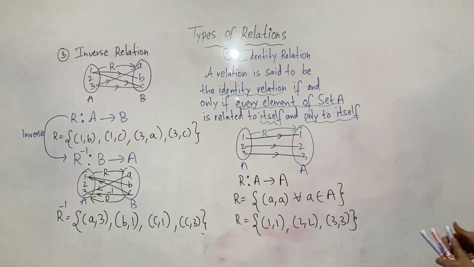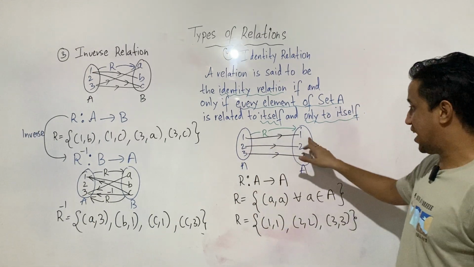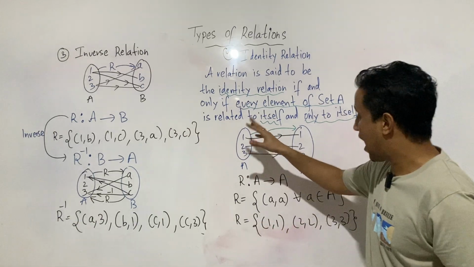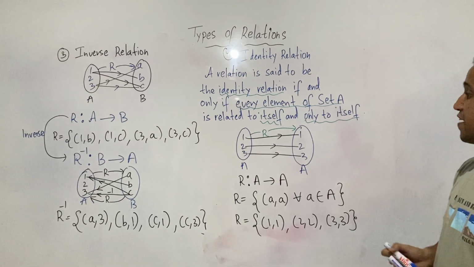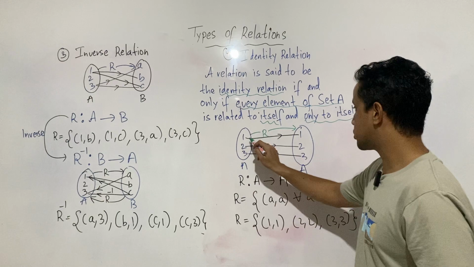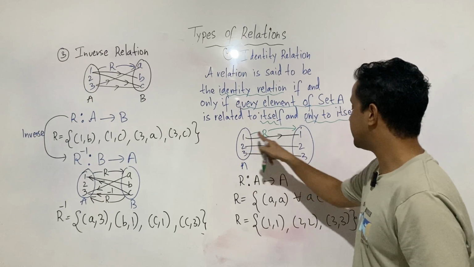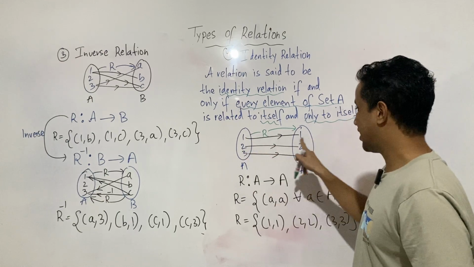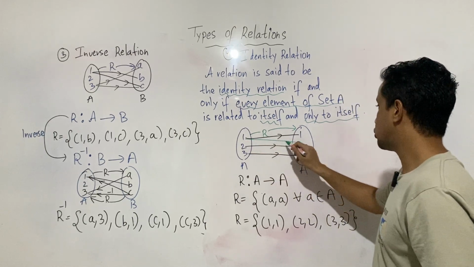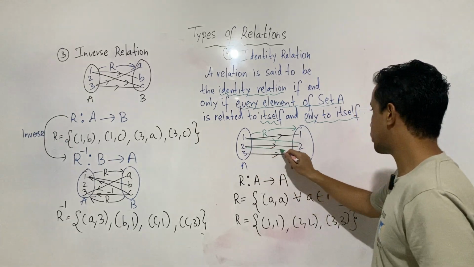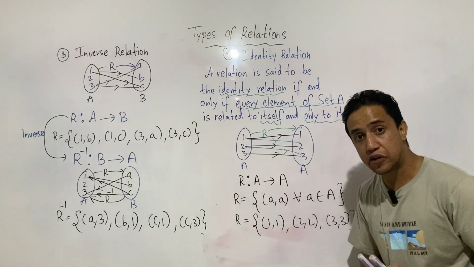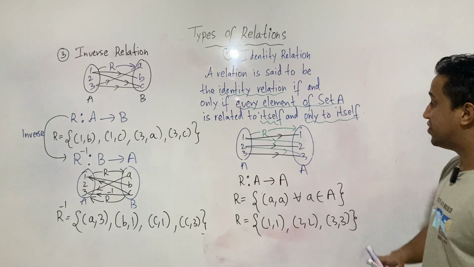Okay, now what if the elements are related to itself, if every element is related to itself, and in addition to that, they are also related to some other element. Let's say that 1 is related to 1, 2 is related to 2, 3 is related to 3, but here 1 is related to 2, and 2 is also related with 3. Now, is it going to be the identity relation? No.